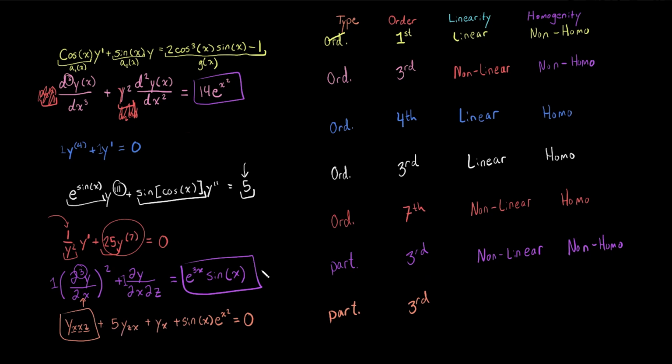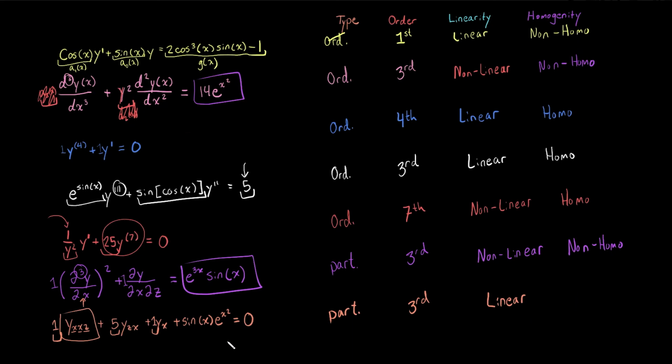Next, we'll go over the linearity. Is this linear? In front of this, we only have a function of x, and here we only have a term of x, and in front of here we only have a term of x, and that is our only dependent variable. So this must be linear, because in front of our dependent variables, we only have terms of x.